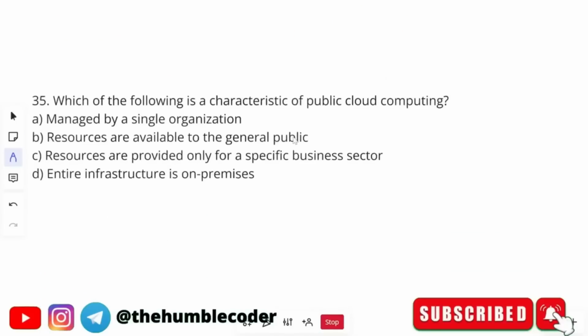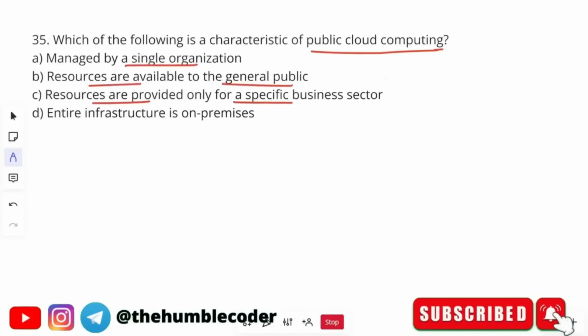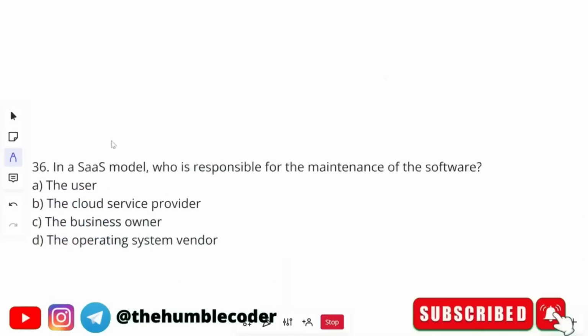Moving on. Which of the following is a characteristic of public cloud computing? Okay, so we have different options. We have to tell the characteristic of a public cloud computing. Let's see the options that we have. First is managed by a single organization. Option B is resources are available to general public. Option C is resources are provided only for a specific business sector. And option D is entire infrastructure is on premise. So see guys, in this case, the correct answer is going to be option number B. That is, in case of public cloud computing, resources are available to general public. Okay. Moving on to the next question.